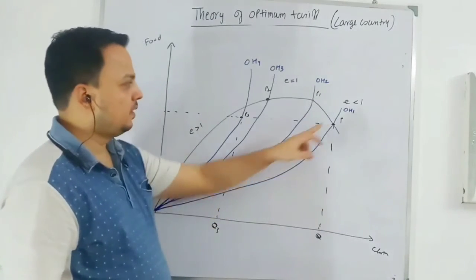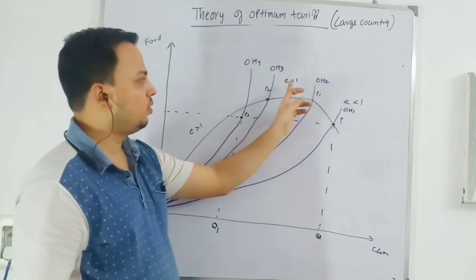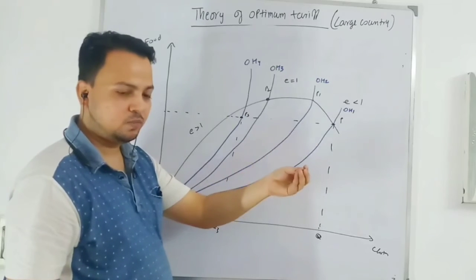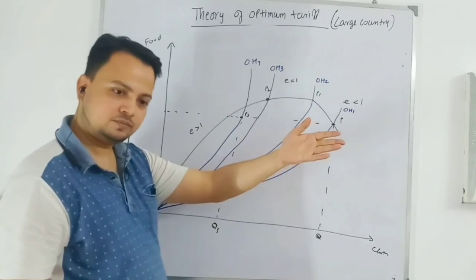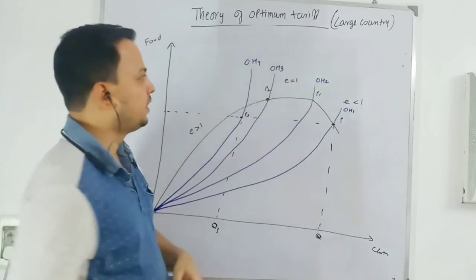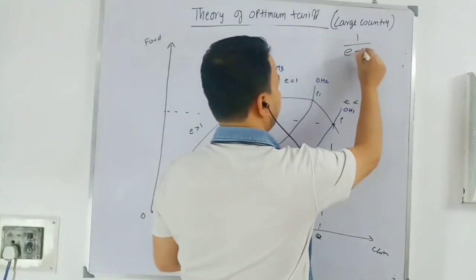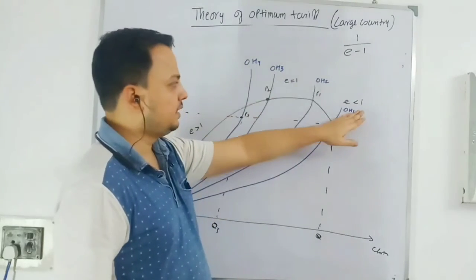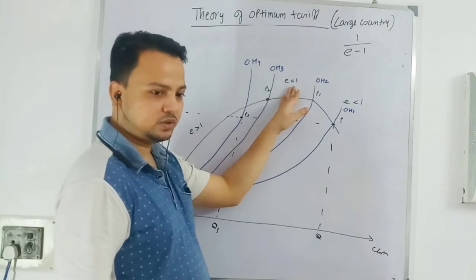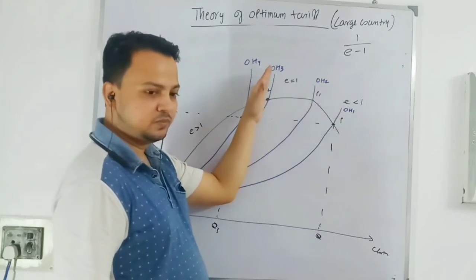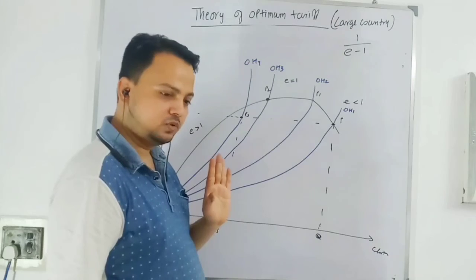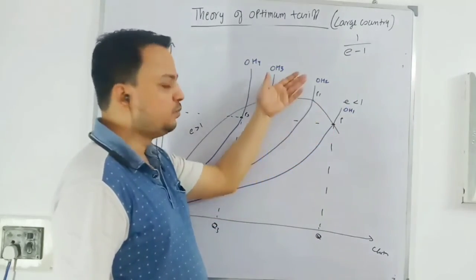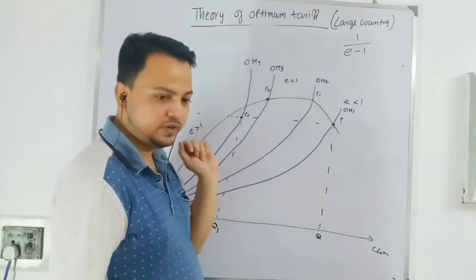What can we say? When you have elasticity less than or equal to 1, it is beneficial for the home country to impose tariff. If you look at the Kindleberger formula, 1 over E minus 1, when the offer curve of the foreign country is inelastic or unit elastic, it is better for the home country to impose tariff. By imposing tariff, it can improve terms of trade and also improve welfare by moving to a higher trade indifference curve.